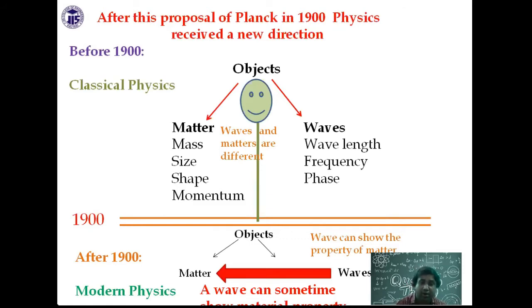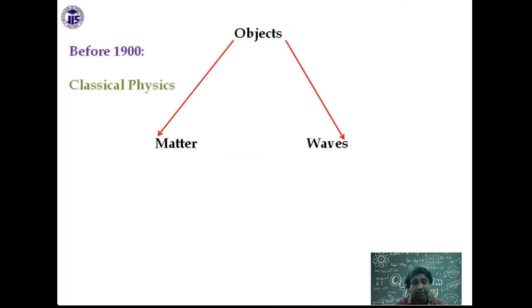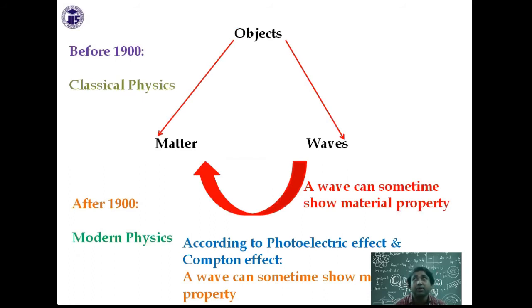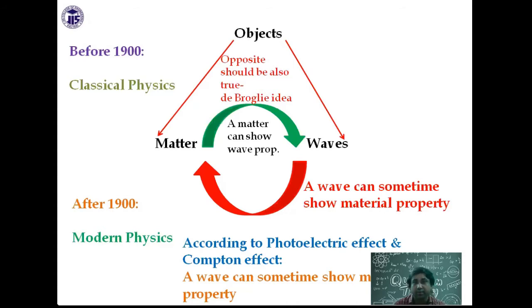Now de Broglie thought, if a wave can sometimes show material property, if light can sometimes show photonic property, the opposite should also be true. That is, matter should also show the property of a wave.